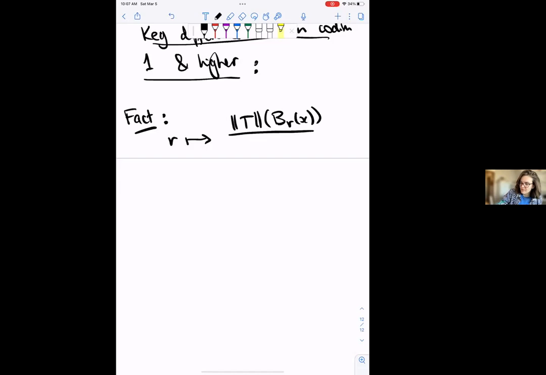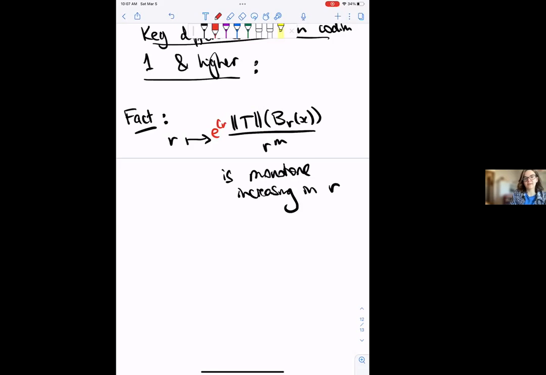So this to the m is monotone increasing in R. So here, by this, this is the mass measure of T. And as I said, you have this extra exponential factor in the case where you're in an ambient manifold. So there's this monotonicity for the m-dimensional mass ratios, and this tells us that we can extract these tangent cones at any point.